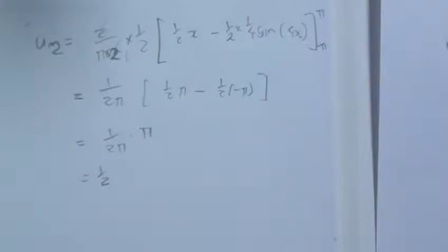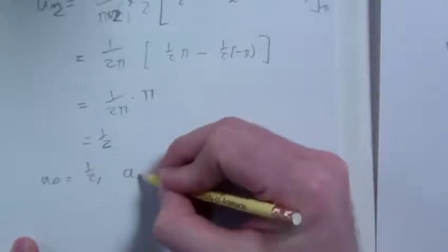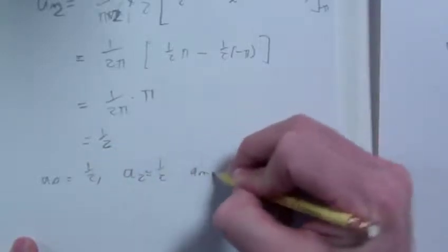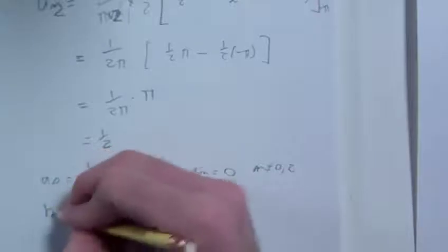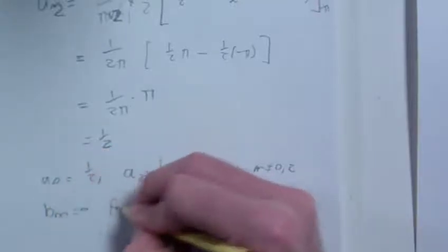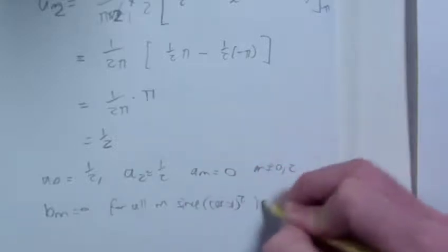Okay, so I've ended up with a0 is a half, a2 is a half, and am equals 0 for m not equal to 0 and 2, basically. Which is exactly what I should have gotten. And I know that bm is 0 for all m since cos x squared is even. Okay, so what's the moral of that tale? I don't know. Possibly that you shouldn't forget your integral methods from first year.